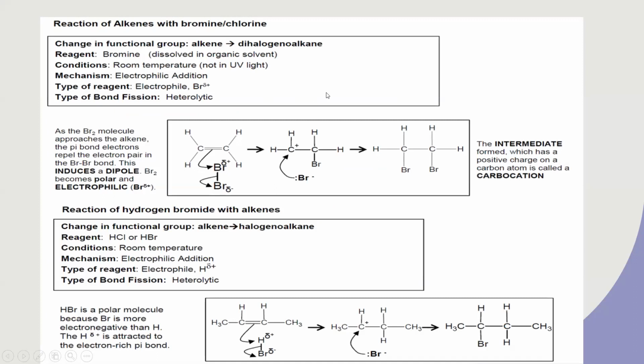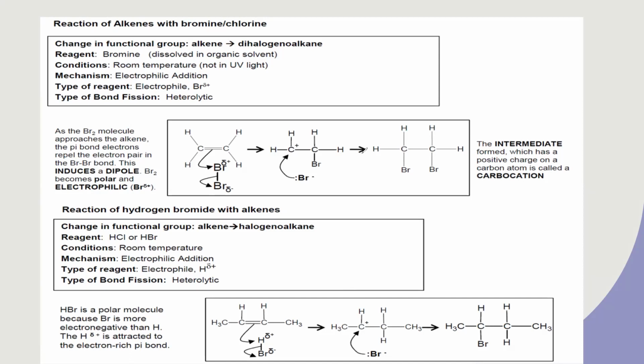For example, the reaction of alkene with bromine. What kind of reaction is this? This is called electrophilic addition reaction. Electrophiles are attracted towards electron-rich areas, and they have the tendency to accept electrons. So what will happen in this case? Alkene will convert into dihalogenoalkane. It can also occur when alkene reacts with hydrogen bromide.